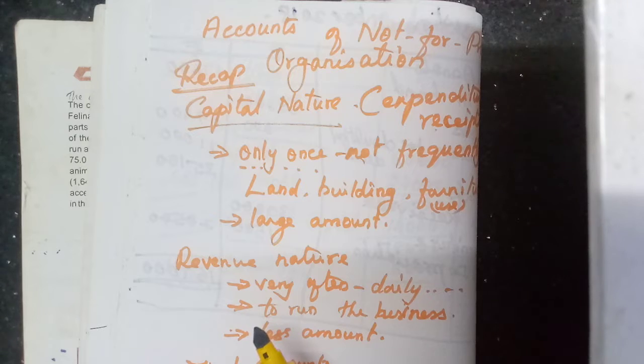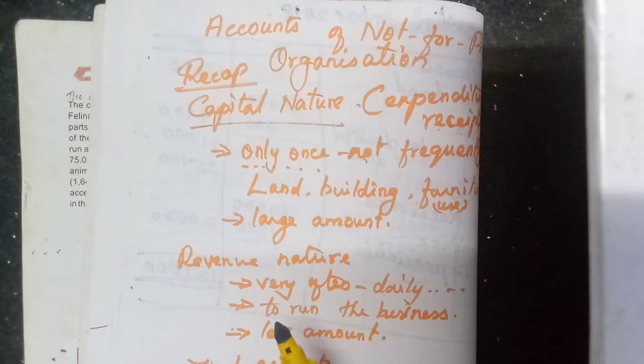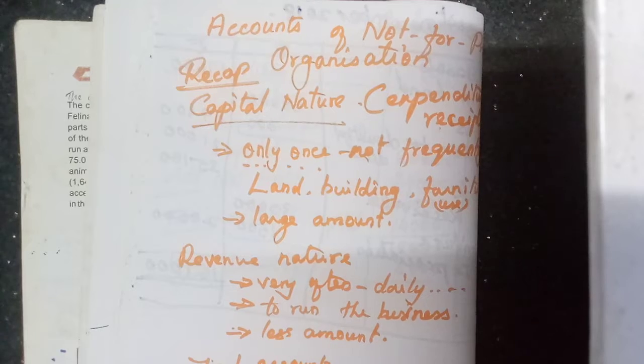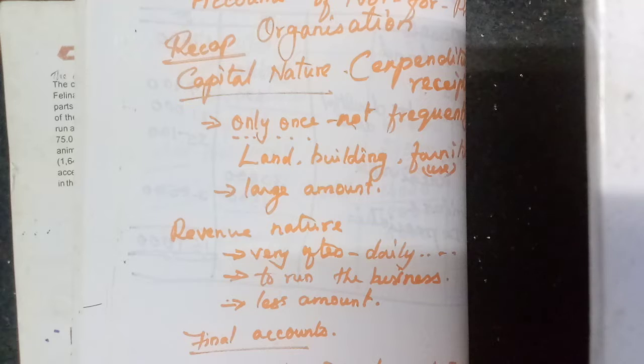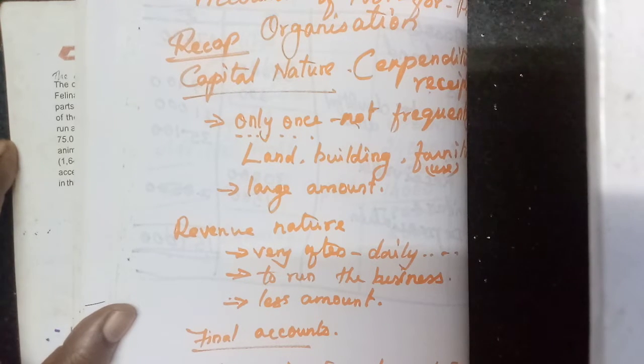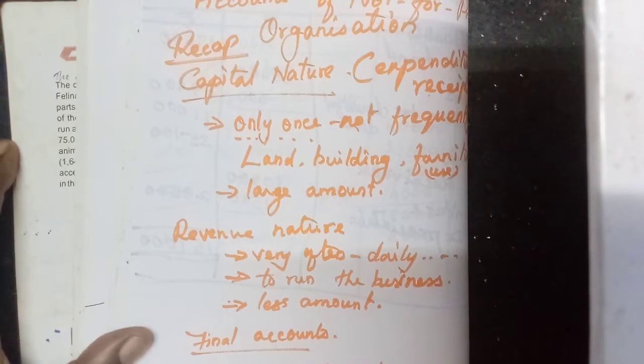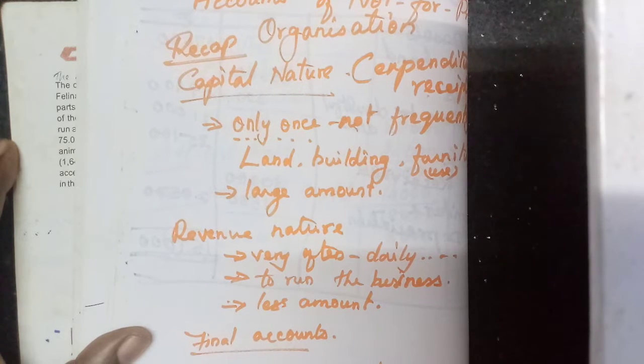In the receipts and payments account, we have to enter all the receipts, whether it is of revenue nature or capital nature. All the receipts and all the payments must be entered. So you should understand what is capital and what is revenue. Here capital means all the capital expenditure and capital receipts.